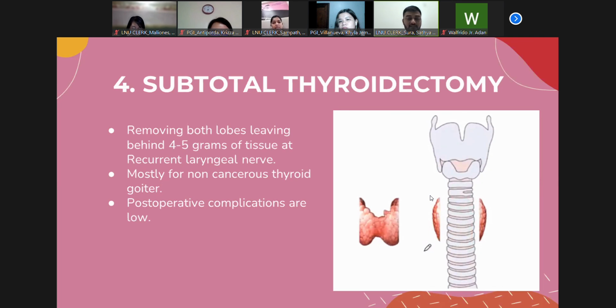And the next one is the subtotal thyroidectomy. In this case, both lobes are removed, leaving behind 4 to 5 grams of tissue at the recurrent laryngeal nerve. It is mostly done for non-cancerous thyroid goiter and also for Graves' disease. In this case, the post-operative complications are very low. Next slide.